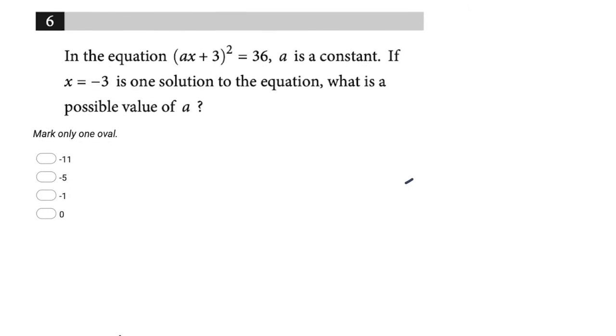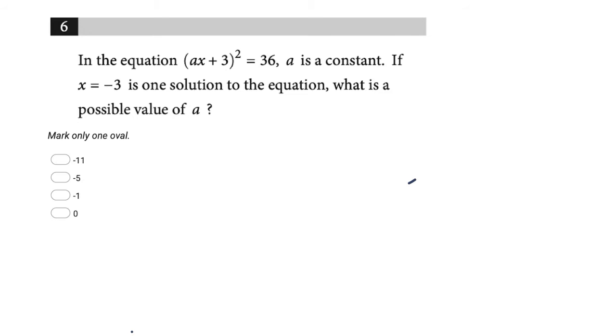Problem 6. We've got ourselves an equation here. A is a constant. That just means it's some number. And their question is, if x is negative 3, so when x is negative 3, it makes the equation true. It's a solution. What is a?